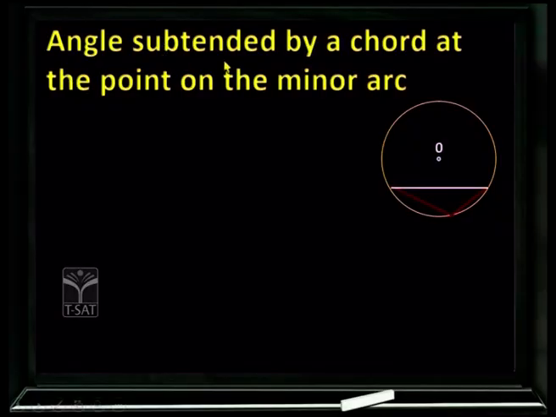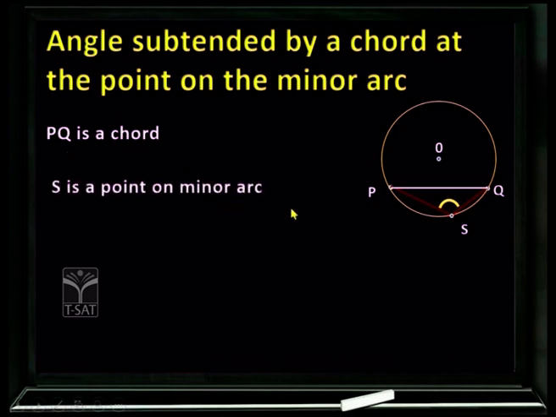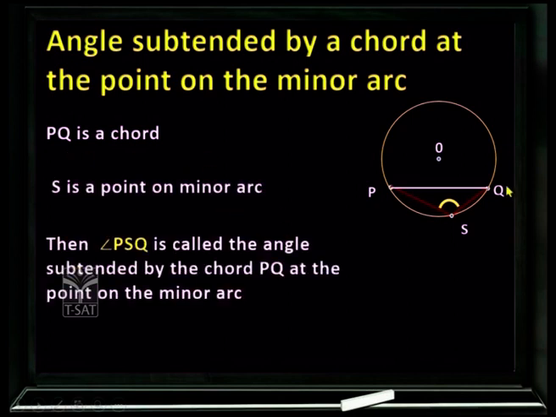Now, the angle subtended by a chord at a point on the minor arc. This is a minor arc, PQ is the same chord, and S is a point on the minor arc. Now, PSQ will be the angle. PSQ is called the angle subtended by the chord PQ at the point on the minor arc.